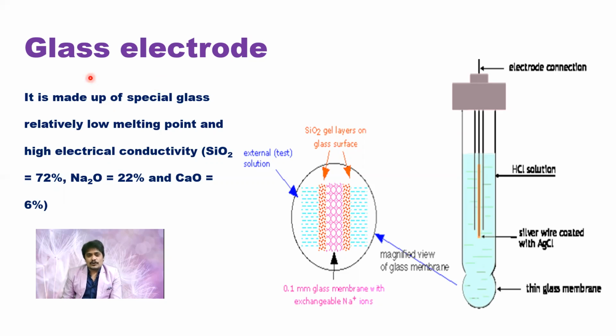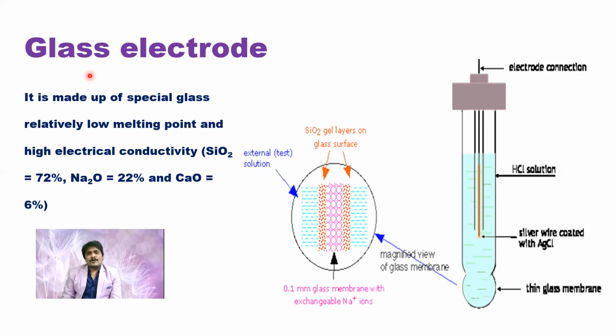This glass electrode, which is one of the ion selective or specific ion electrodes, is selective or specific only to the H plus ions. That is, it acts as a sensor and senses only the H plus ions from the solution, which is along with the other ions in the solution, and converts the activity of the H plus ions into potential.